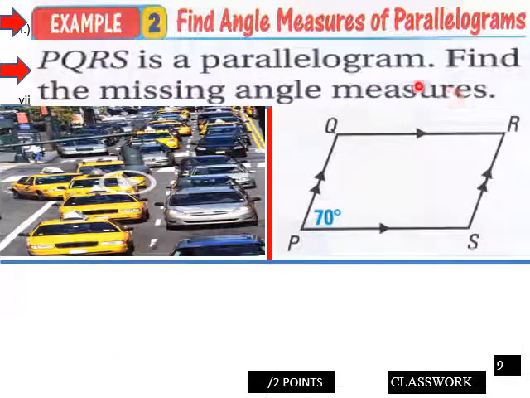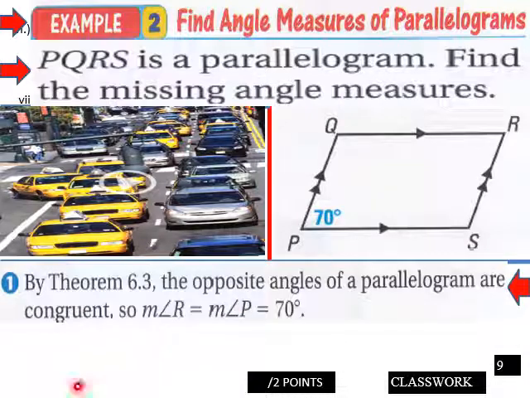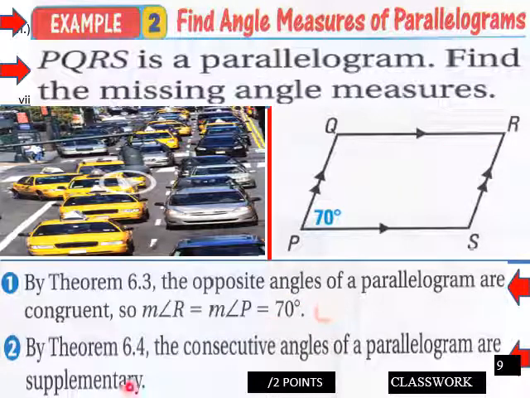PQRS is a parallelogram. Find the missing angle measures. So we have a 70 here. By theorem 6.3, the opposite angles of a parallelogram are congruent. So the measure of angle R would equal the measure of angle P. These are opposites here. So they would equal 70.